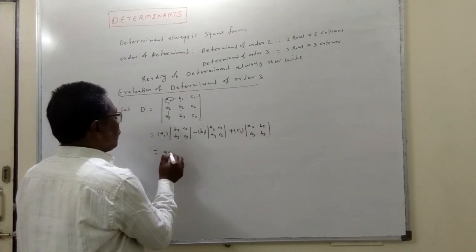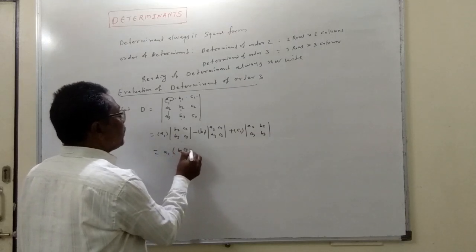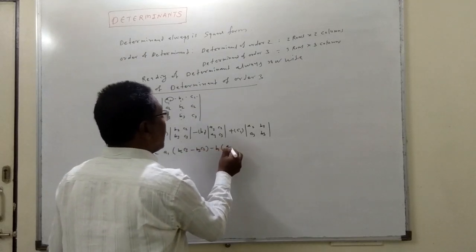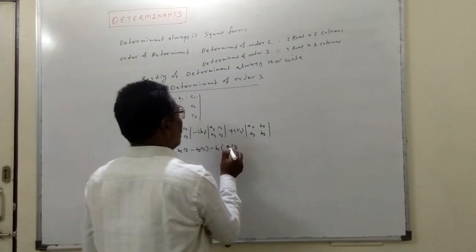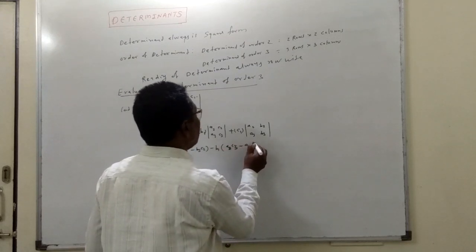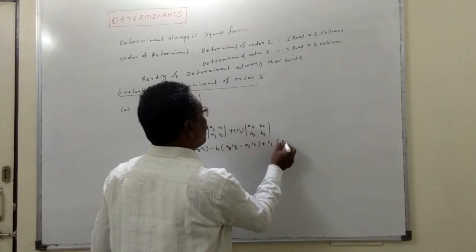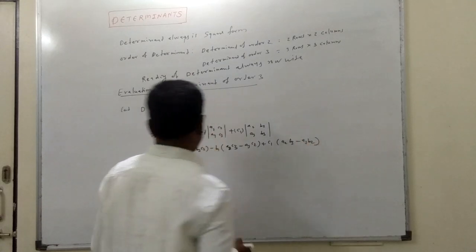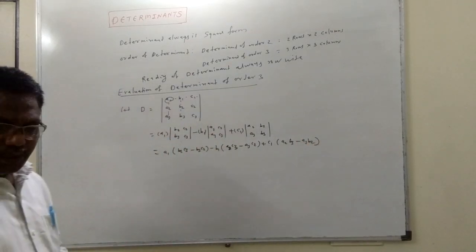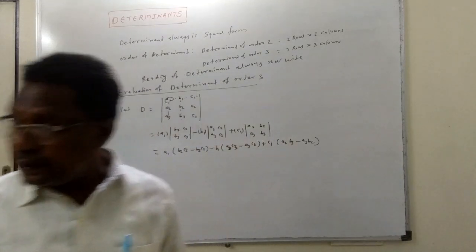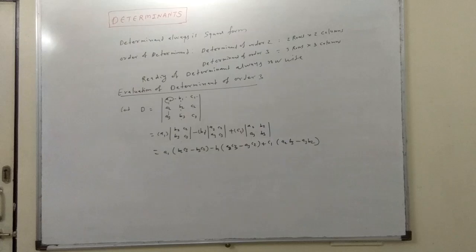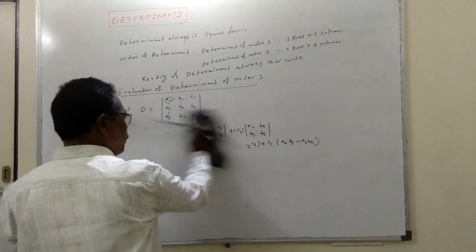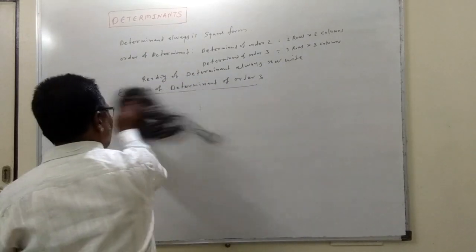So A1 into B2C3 minus B3C2, minus B1 into A2C3 minus A3C2, plus C1 into A2B3 minus A3B2. So in this way we can evaluate the determinant of order 3. Now we'll see how this is applied in an example. We'll solve examples of determinants of order 3.